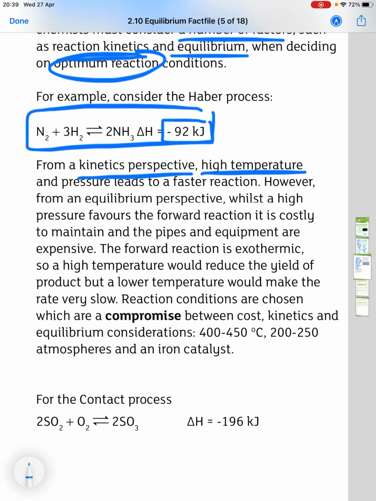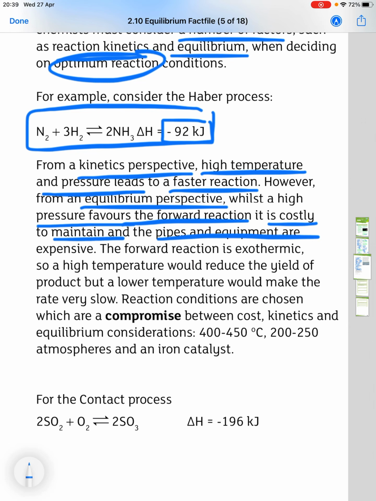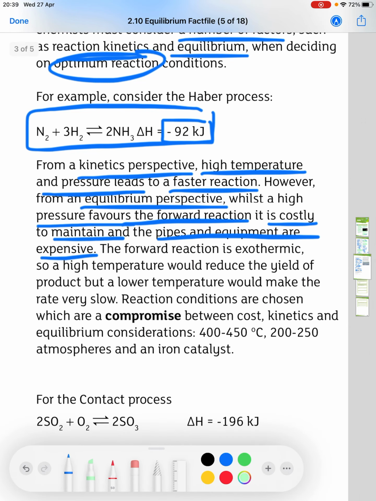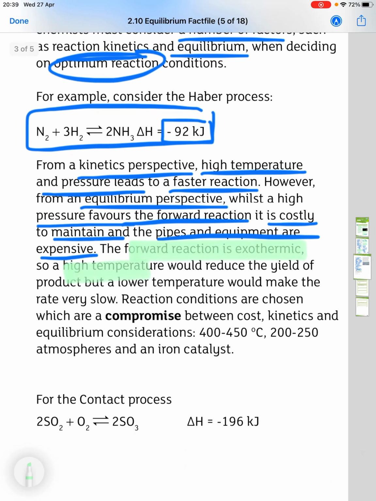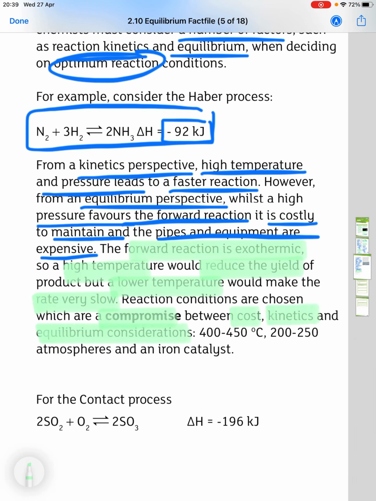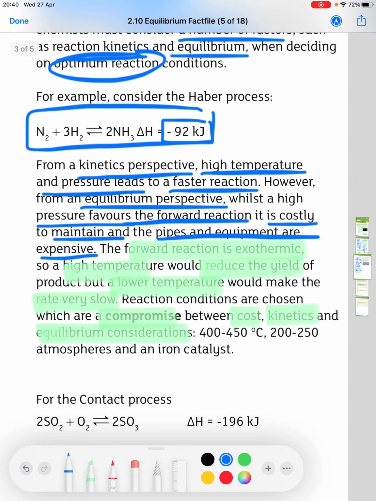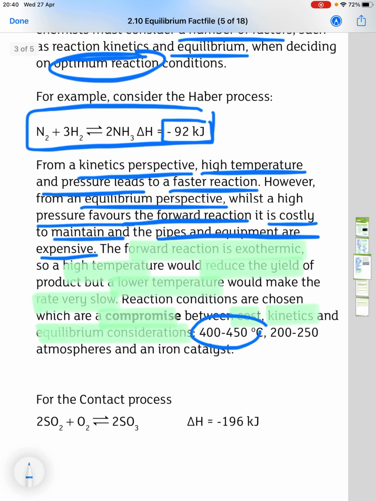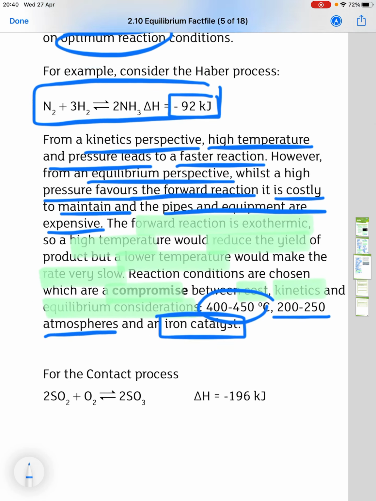So from a kinetics perspective, high temperature and pressure leads to a faster reaction. However, from an equilibrium perspective, whilst a high pressure favours the forward reaction, it's costly to maintain and the pipes and equipment are expensive. The forward reaction is exothermic, so a high temperature reduces the yield of the product, but a lower temperature would make the rate very slow. So reaction conditions are chosen which are a compromise between the cost, the kinetics, and the equilibrium considerations. In this case, for the Haber process, it's 400 to 450 degrees C and 200 to 250 atmospheres with the use of an iron catalyst.